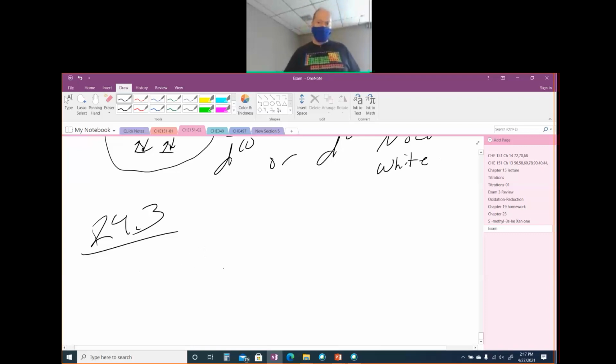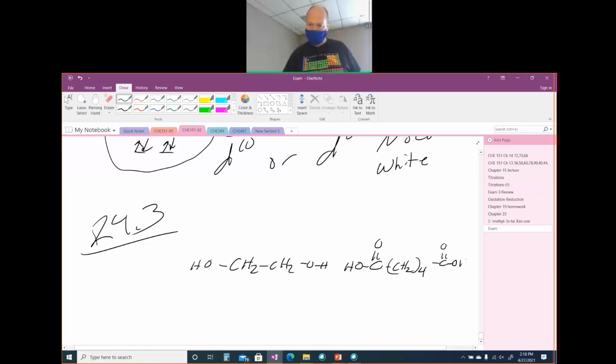All right, so ethylene glycol. So that is a CH2, CH2, and then you have an OH on both ends of your ethylene glycol. Adipic acid. Adipic acid has a C double bond O, OH. It's got a carboxylic acid on both sides. In the middle, you've got CH2 sub 4. Then you have another C double bond O and OH.